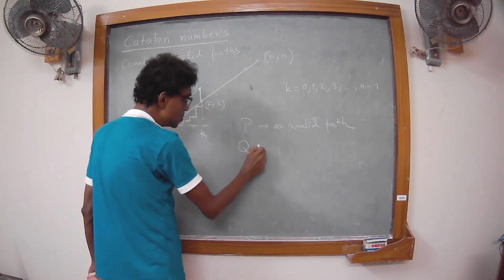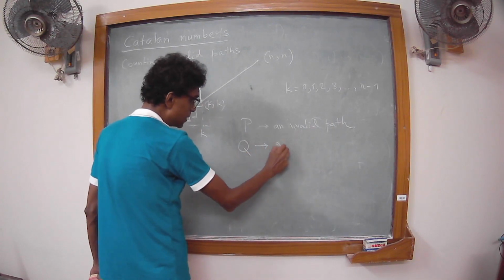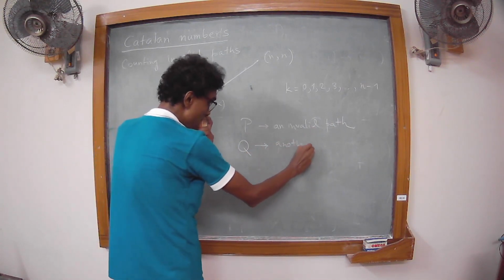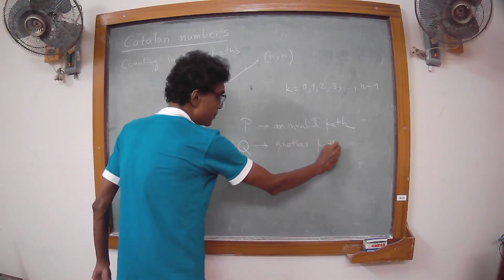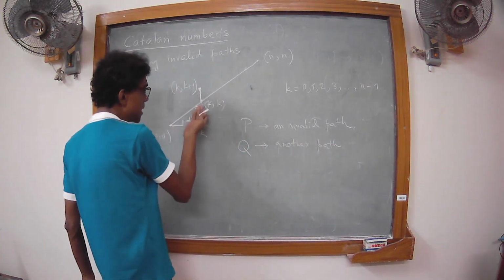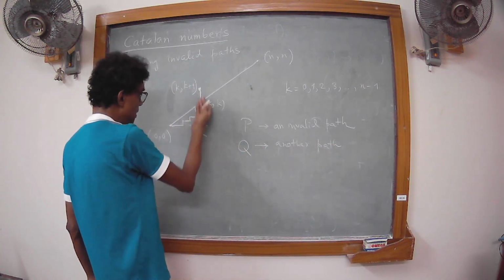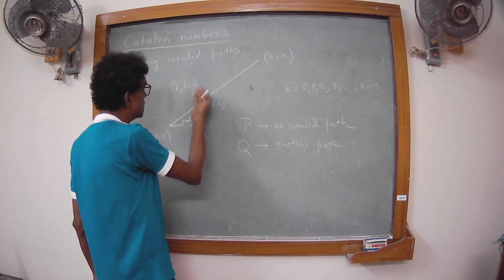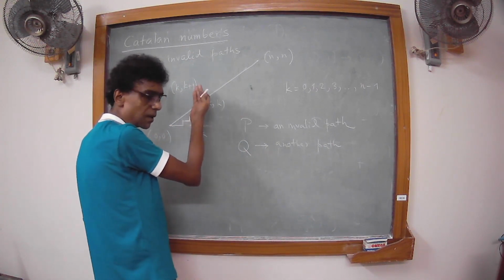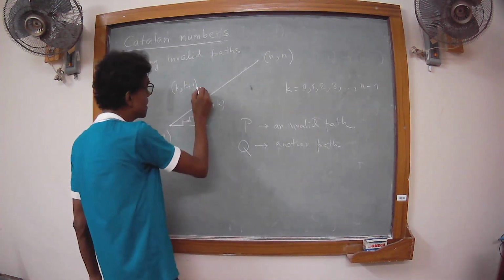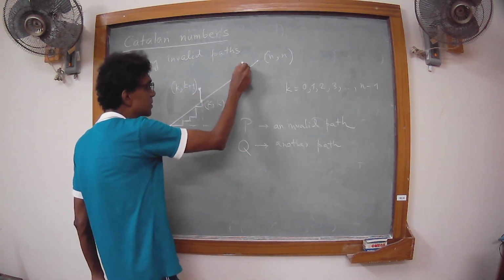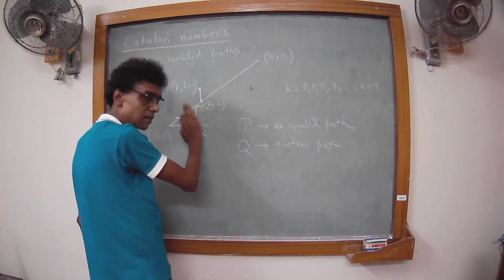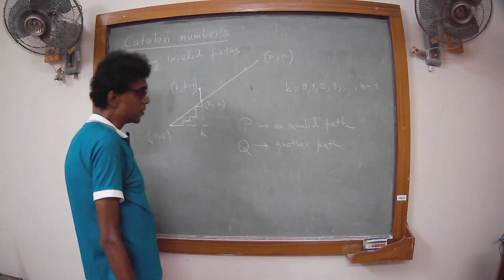So I construct a Q, another path. I say that K is the first X value where the invalidity is manifested. It may be manifested again later, but this is the first one. Okay. First position.